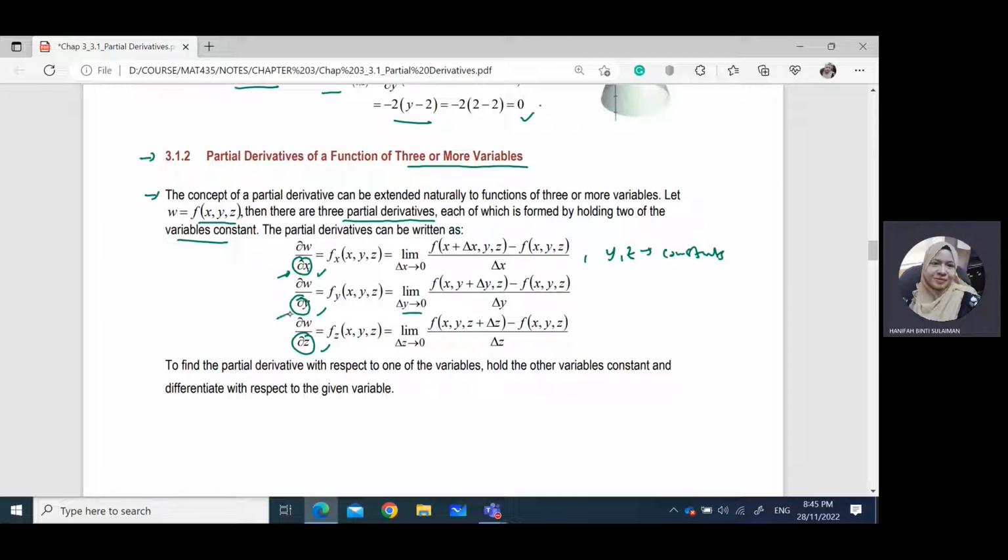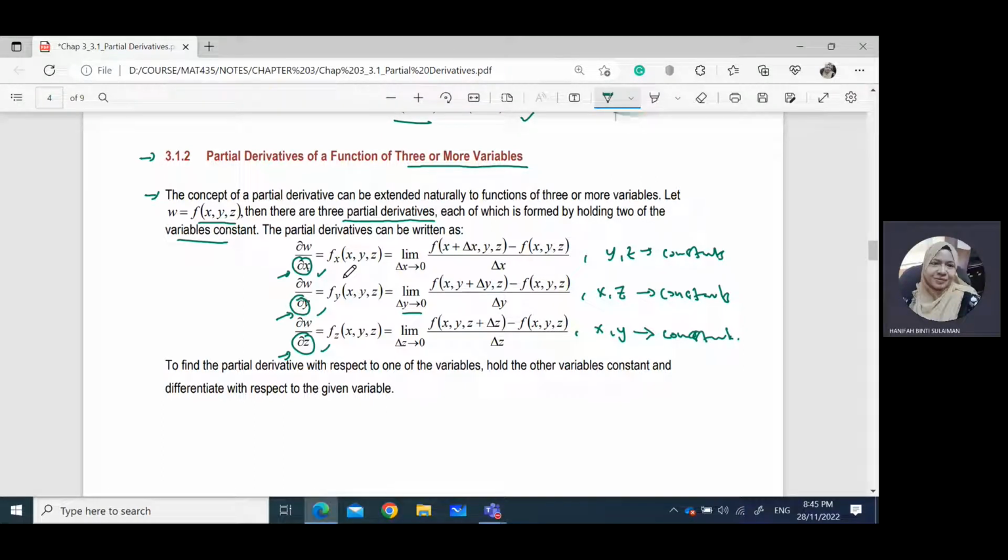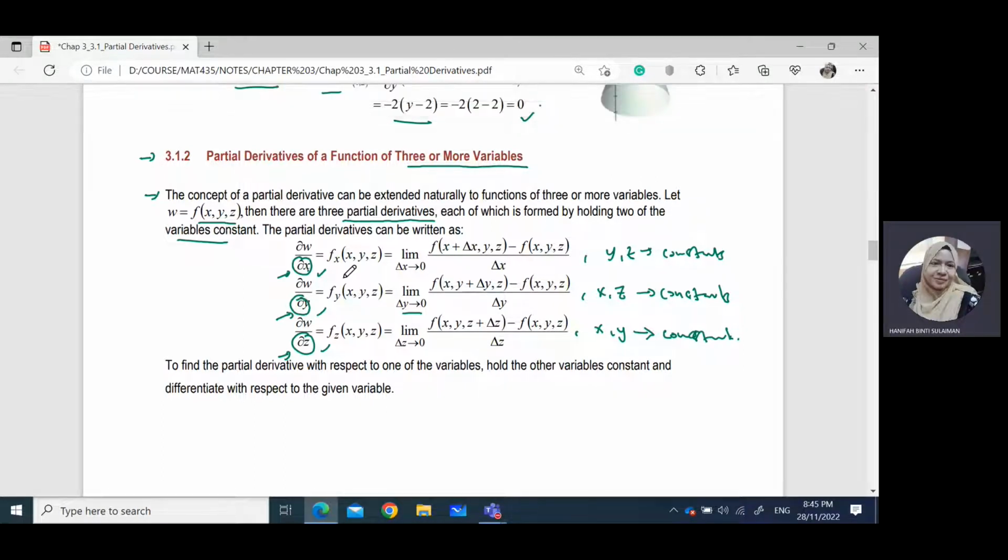Okay, so when we want to differentiate with respect to y, x and z remain as constants. Okay, it is similar for the derivative with respect to z. So x and y remain as constants. Alright, so that means here, if we have three variables, we have two constants. It is based on which variable you need to differentiate.